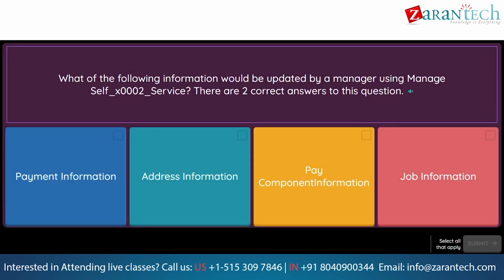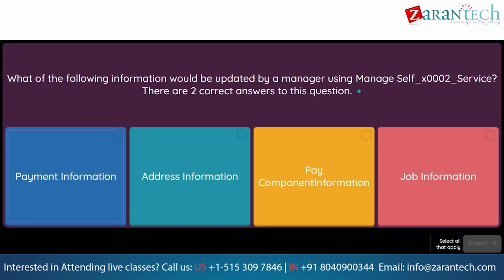Question: which of the following information would be updated by a manager using Manage Self? There are 2 correct answers to this question. Option 1, payment information. Option 2, address information. Option 3, pay component information. Option 4, job information.